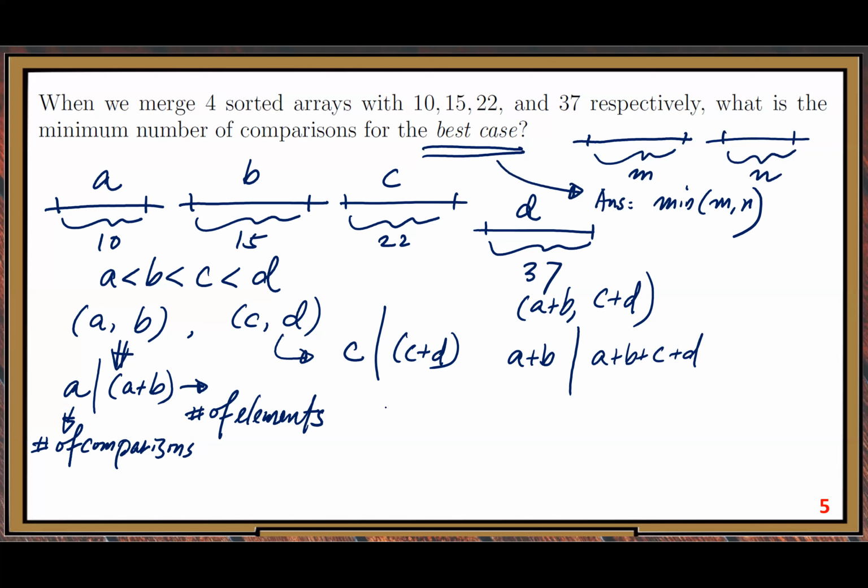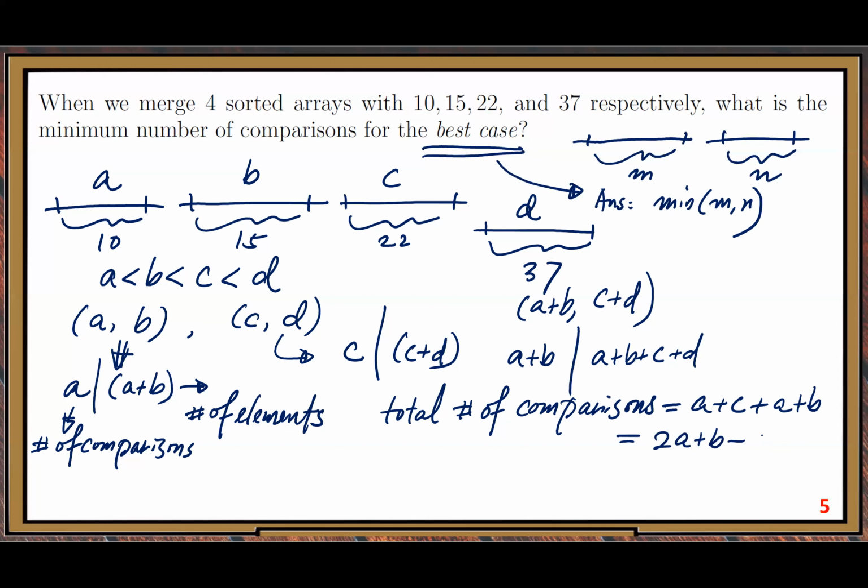So now the total number of comparisons equals A plus C plus A plus B, which equals 2A plus B plus C. So in this way, 2A plus B plus C.